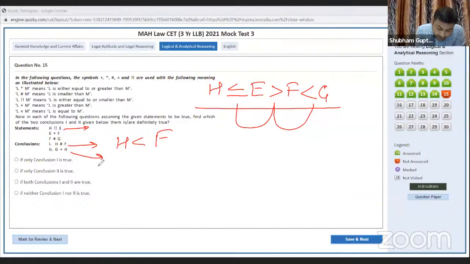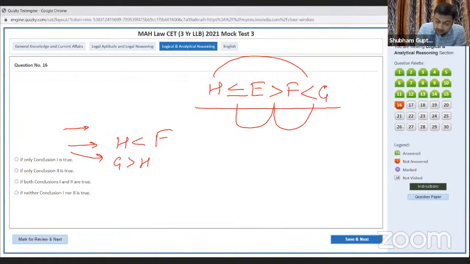Then if I see the next one, G plus H: G is greater than H. Again, G and H are the extreme ends, so I cannot connect them. So my answer would be none. For such type of a question, it is very good that you form something like this.